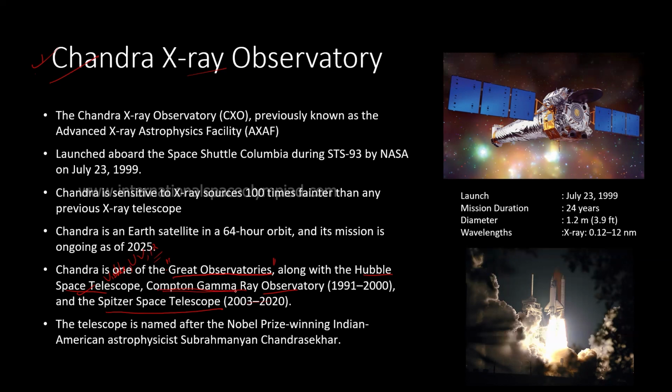Then Compton Gamma Ray Observatory is in gamma ray, and Spitzer Space Telescope is in infrared. So that is how it is working. Anyway, Compton and Spitzer are not working right now. They are decommissioned. I think Compton ran till 2000, and Spitzer till 2020. So this is about the Chandra X-ray Observatory.